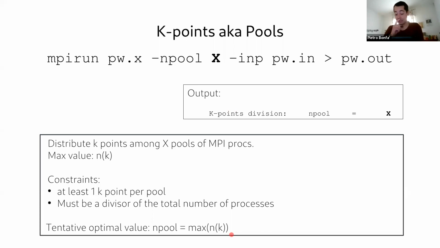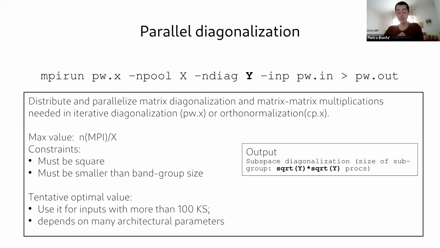But this is again not always possible. Clearly, you need to provide at least 1 k point per pool, otherwise your pool of processors will have nothing to do. But also, as I told you, this leads to larger memory allocations. Therefore, you are sometimes limited by the amount of RAM available on your system. And this is the last thing I mentioned earlier.